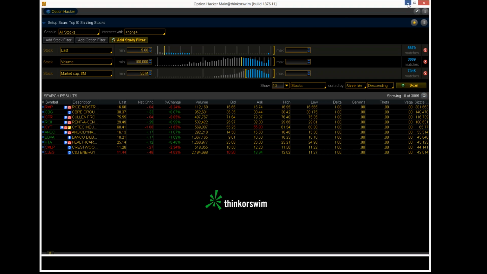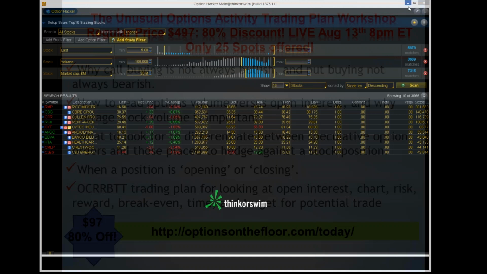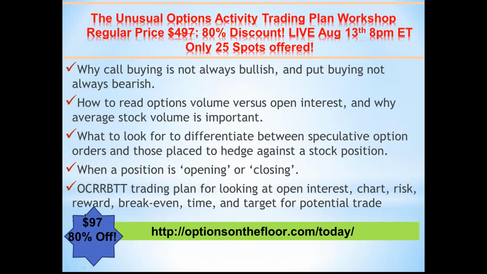So, yeah, and I'm not super familiar with TradeStation, but I've been told by everyone that has taken this workshop in the past that TradeStation has a similar tool that lets you find that type of stuff.